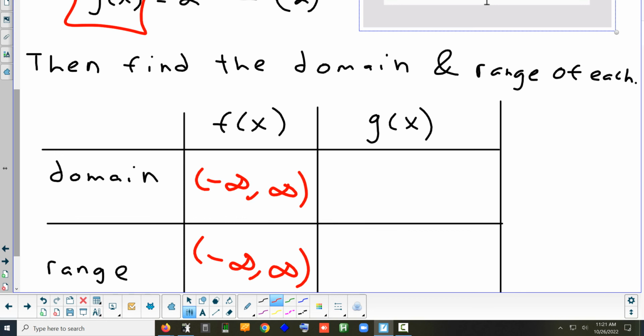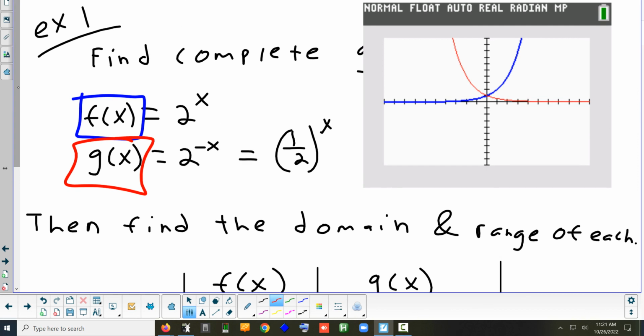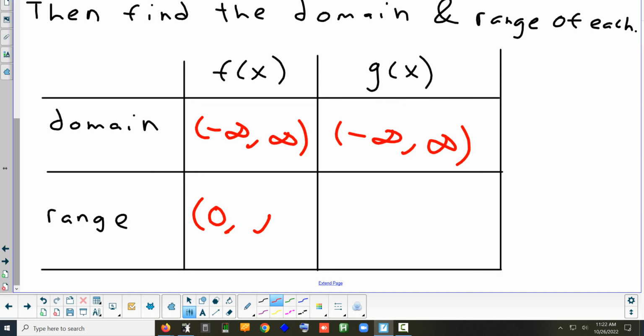Ranges, what's that? Oh, I didn't put it in this one. Ranges can change. It depends on what kind of transformation you do. Some transformations change the range, some don't. What's the range of the blue one? Yep, so everything's 0 to infinity. And how about the red one? Same. A horizontal reflection wouldn't change the range. A vertical reflection in this case would. So range 0, you never reach it, to infinity on both.